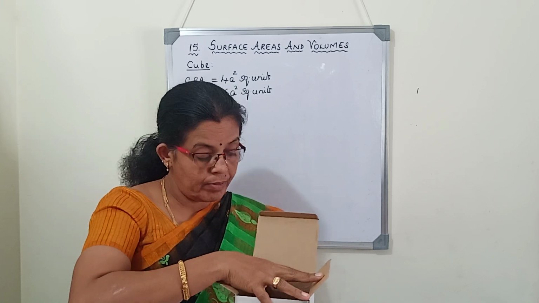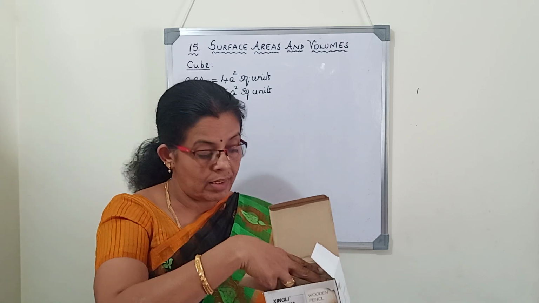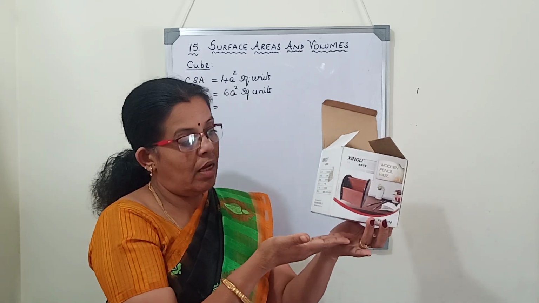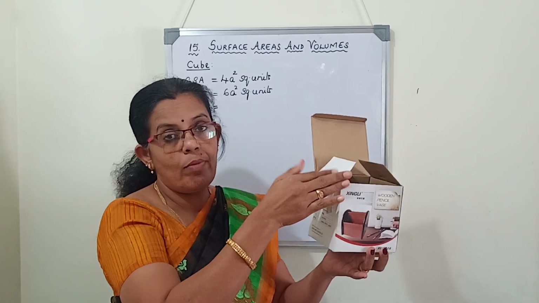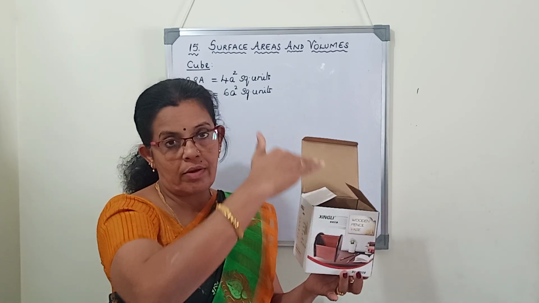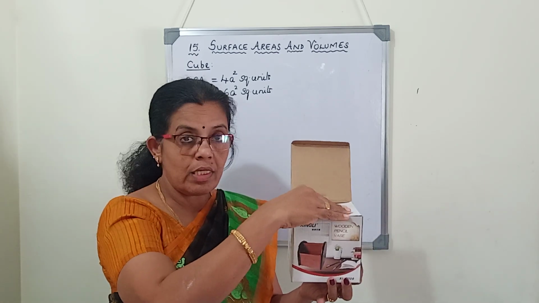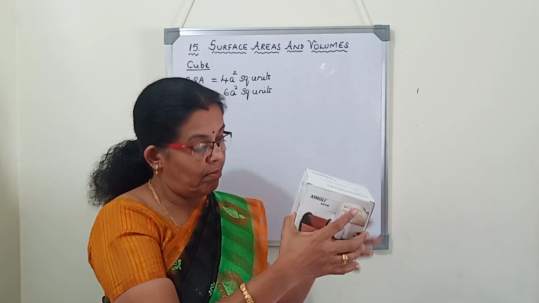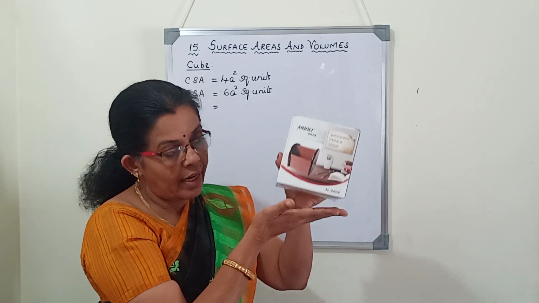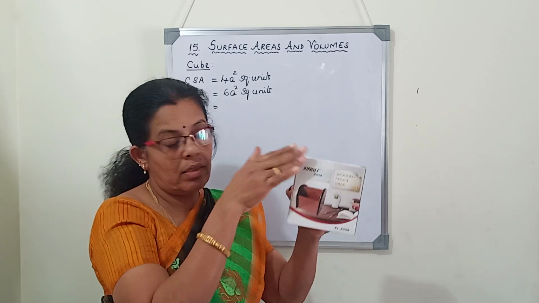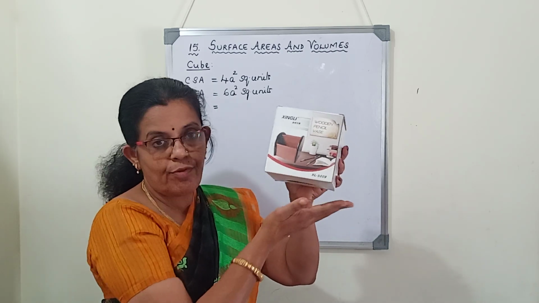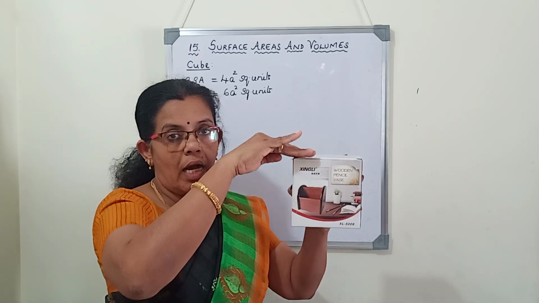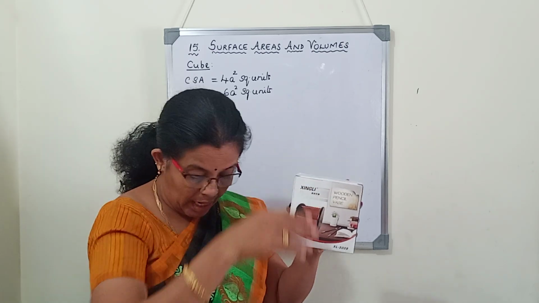Suppose I pour some sand inside; the sand will be on the base part, and till the height, how much height does this cube have? Till that we can fill this cube. So, to find the volume of a cube, the basic formula is area of the base into height. How much area does this base have, where we can keep the object? Till the height we can keep, right?